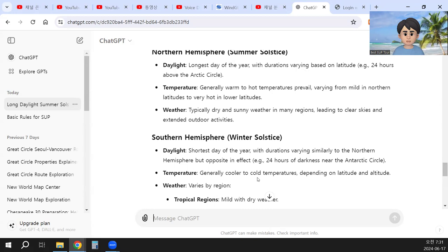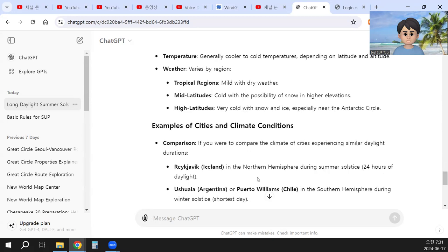Weather varies by region: tropical regions are mild with dry weather, and medium latitudes are cold with possible snow at high elevation. High latitudes are very cold with snow and ice, especially near the Antarctic Circle. As an example of city and climate conditions, compare cities with similar daylight durations: Rosa in the Northern Hemisphere during the summer solstice has long daylight, while Ushuaia, Argentina, Punta Arenas, and Puerto Williams, Chile, in the Southern Hemisphere during the winter solstice have the shortest day.